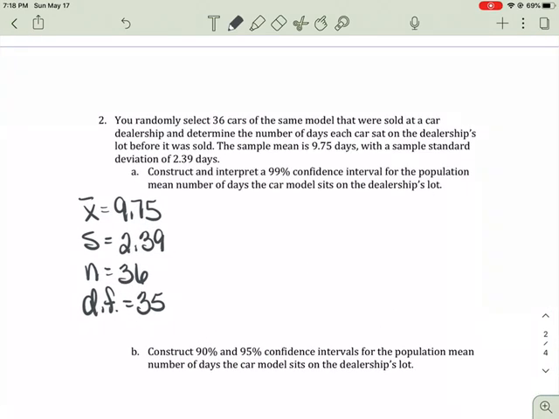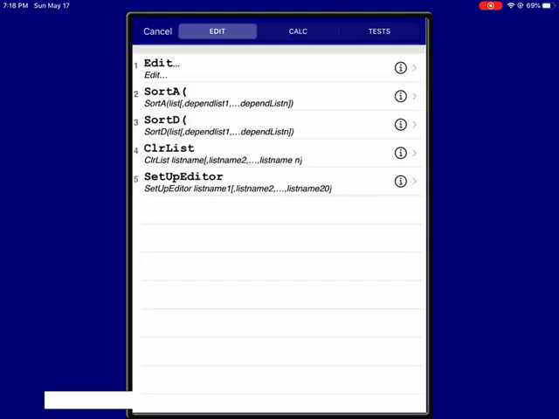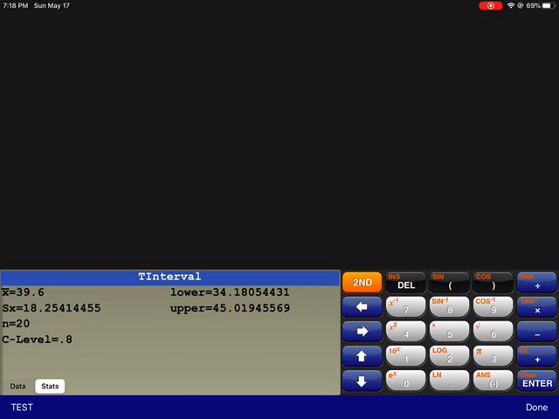All right, so I'm going to use the app that we looked at the other day. Okay. I'm going to go to Stat. I'm going to go to Tests. And I'm going to go T interval. All right, so we're going to start with our X bar, which was 9.75. Our S, which is 2.39. Our sample is 36.